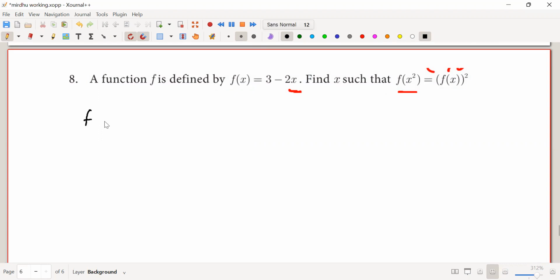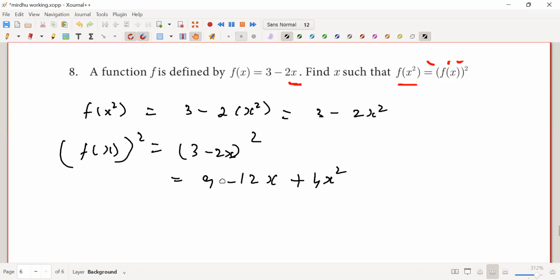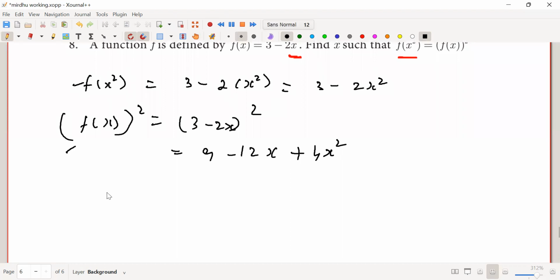F of x squared is 3 minus 2 into x squared, that is 3 minus 2x squared. F of x whole square is (3 minus 2x) whole square. So 9 minus 2 into 2, 4, 4 into 3, 12x, plus b squared, 2 squared, 4x squared. This is what they have given. They are told that these two are equal.